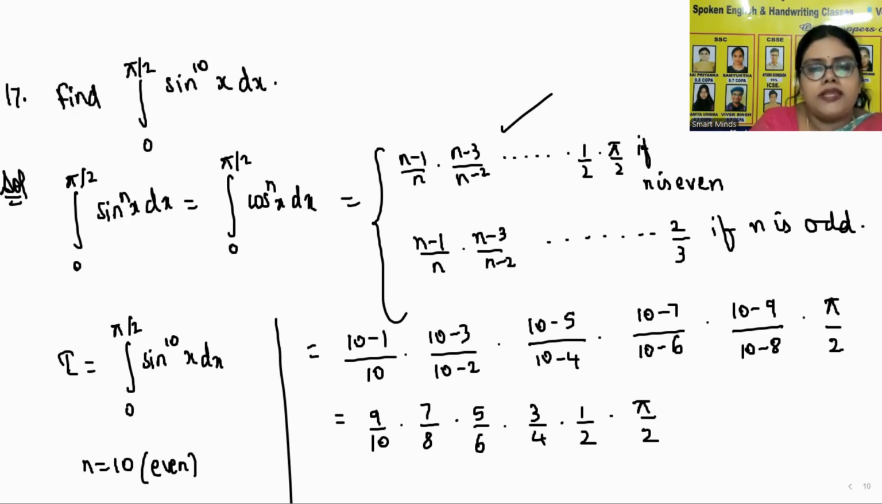Now do the necessary cancellation. So 3 ones are 3, 3 twos are 6. 5 ones are 5, 5 twos are 10. We cannot solve this further. So this is 63 pi by. What is this? If you multiply 2 into 8 into 2 into 4 into 2 into 2, you will get 512. This is the final answer.